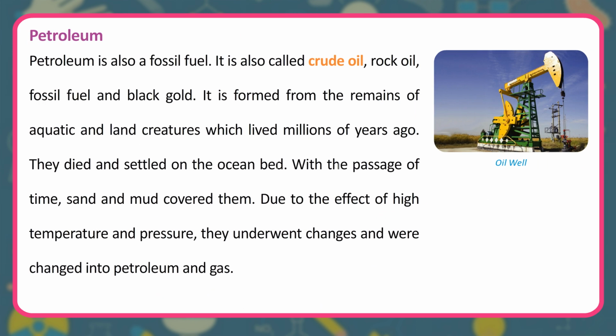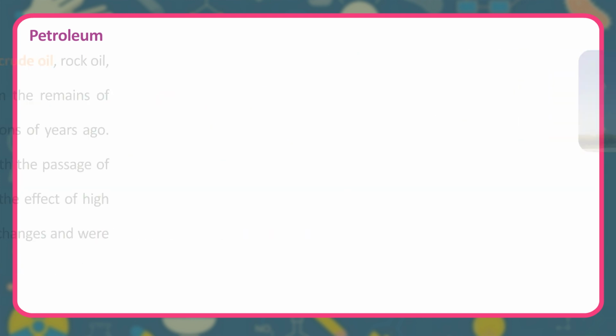Petroleum. Petroleum is also a fossil fuel. It is also called crude oil, rock oil, and black gold. It is formed from the remains of aquatic and land creatures which lived millions of years ago. They died and settled on the ocean bed. With the passage of time, sand and mud covered them. Due to the effect of high temperature and pressure, they underwent changes and were changed into petroleum and gas.